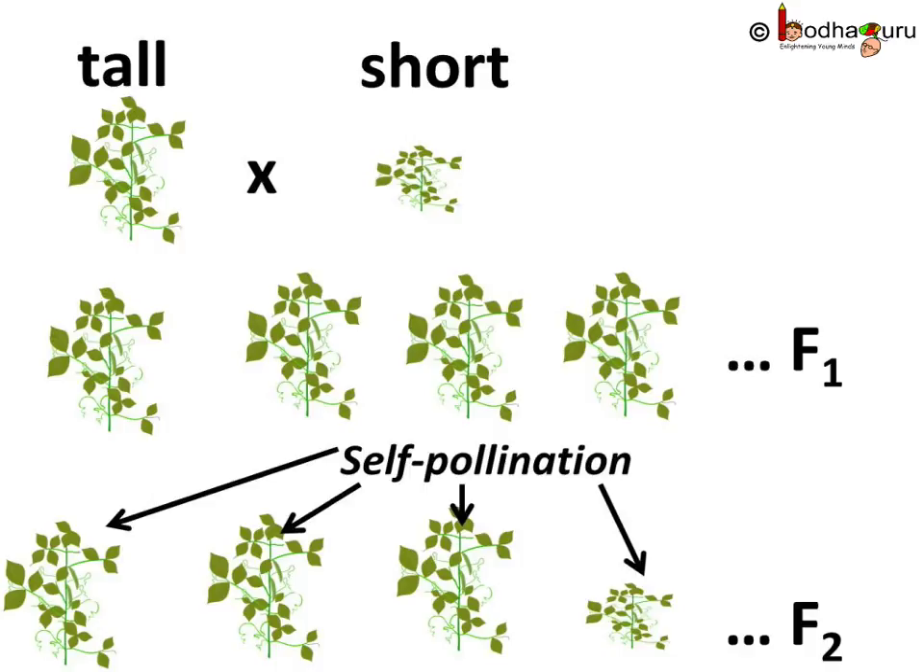This showed that both the tallness and shortness traits were inherited in the F1 plants, but only the tallness trait was expressed, and hence all the pea plants were tall in the F1 generation. So we see two copies of each trait are inherited in each sexually reproducing organism, but not every gene expresses itself. So, how does it work?